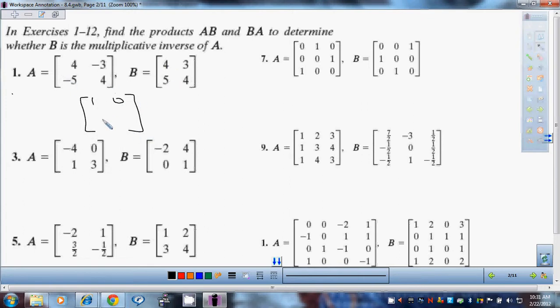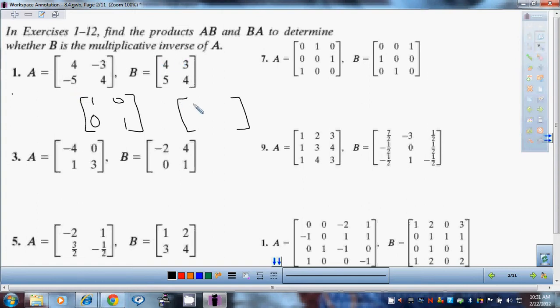Negative 20 plus 20, 0. Negative 15 plus 16, that's 1. You have to try it in both directions. Now we're going to do B, that's right. Now we're going to do BA. So this row, this column.